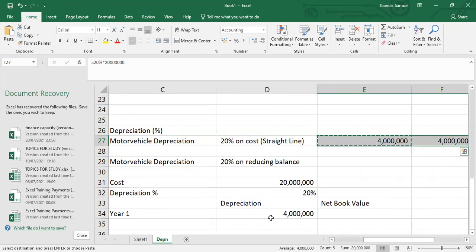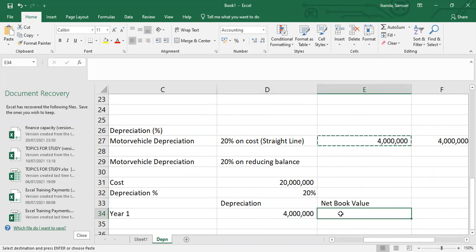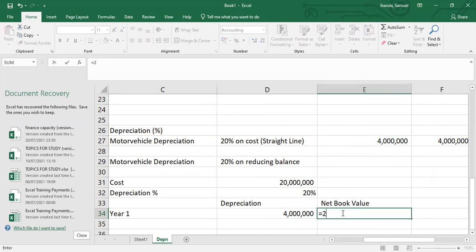Now, if it's reducing balance, of course, our depreciation in year 1 will be 4 million because we have subjected this on cost. Now, in second year, okay, let me get the net book value. The net book value will be the 20 million minus the 4 million, which gives me the 16 million.